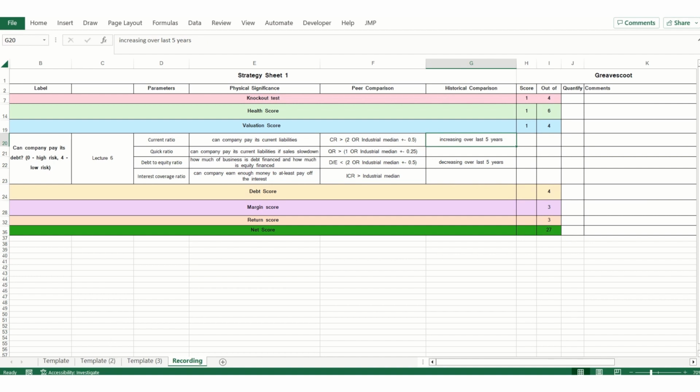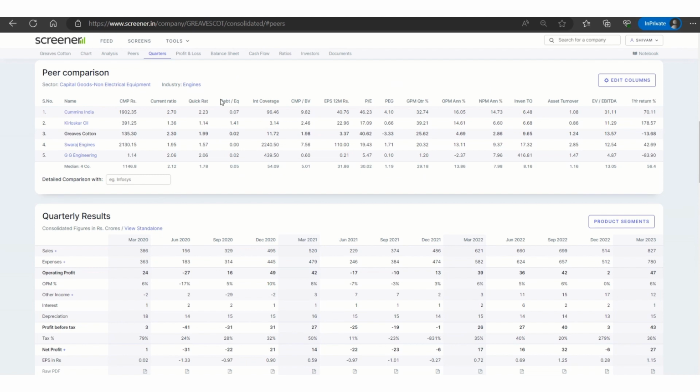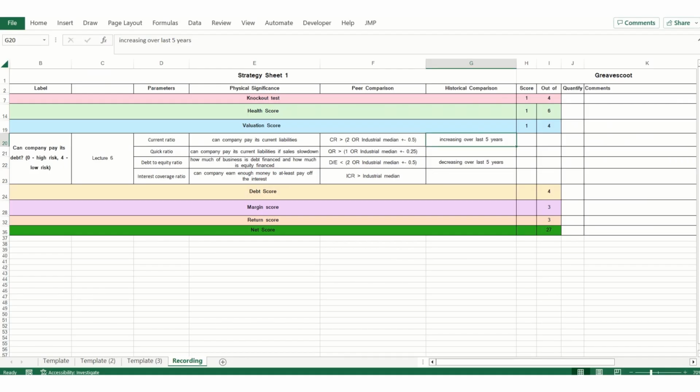So let's go to screener.in, and I've typed here Greaves Cotton, and I've changed these columns. So every time you will see these changed because I've just changed it from here. Your current ratio is 2.3, while your industrial median is 2.12. So yes, it is greater than the industrial median and within the range of plus minus 0.5. Okay, so that means it's a good thing. So let's put this as 1, and let's put this as 2.3.